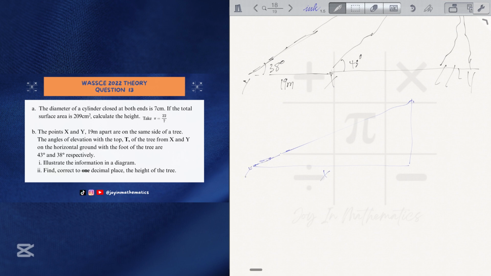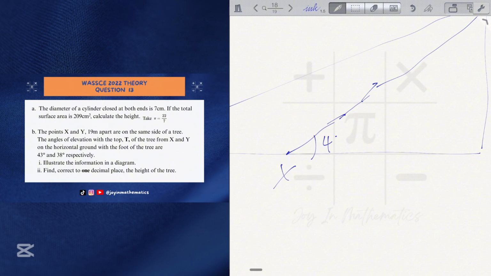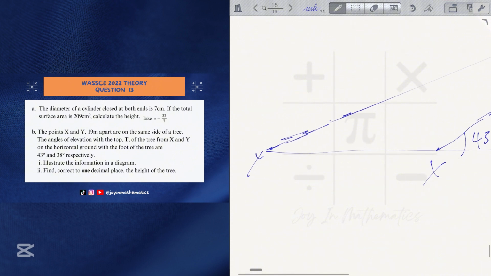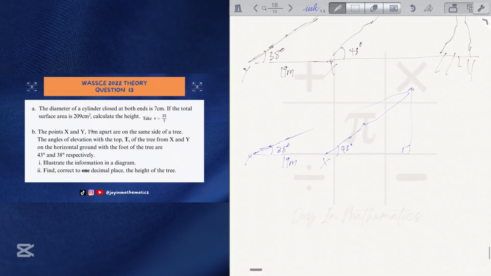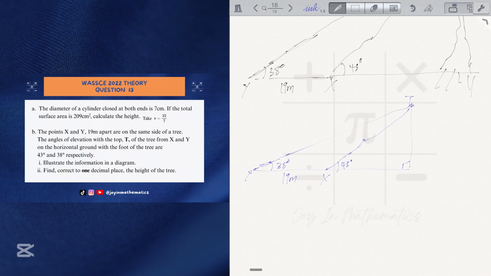and if you call this x to this degree now, this is 43 degrees and this is 38 degrees. The distance between them is 19 meters. And in the same way, we have height h and tree T. So now we have illustrated in the diagram.